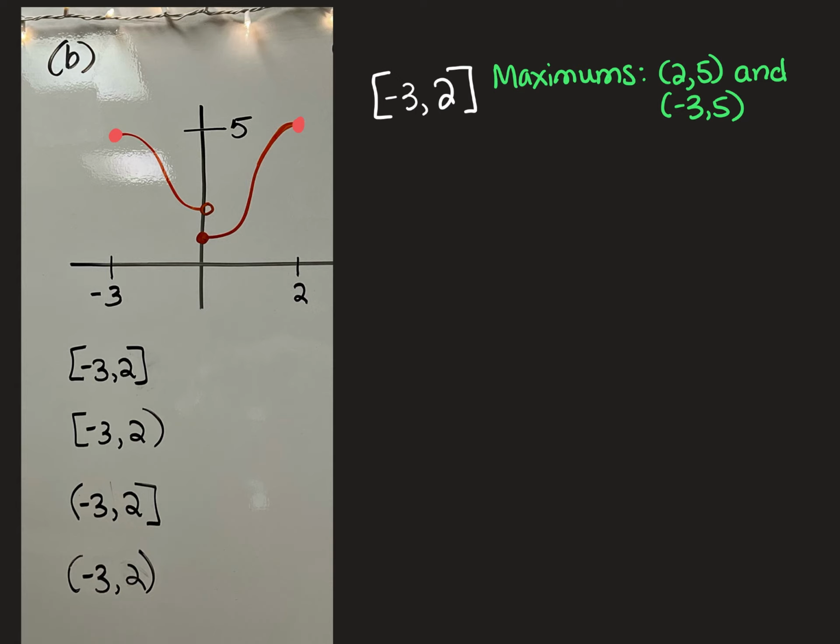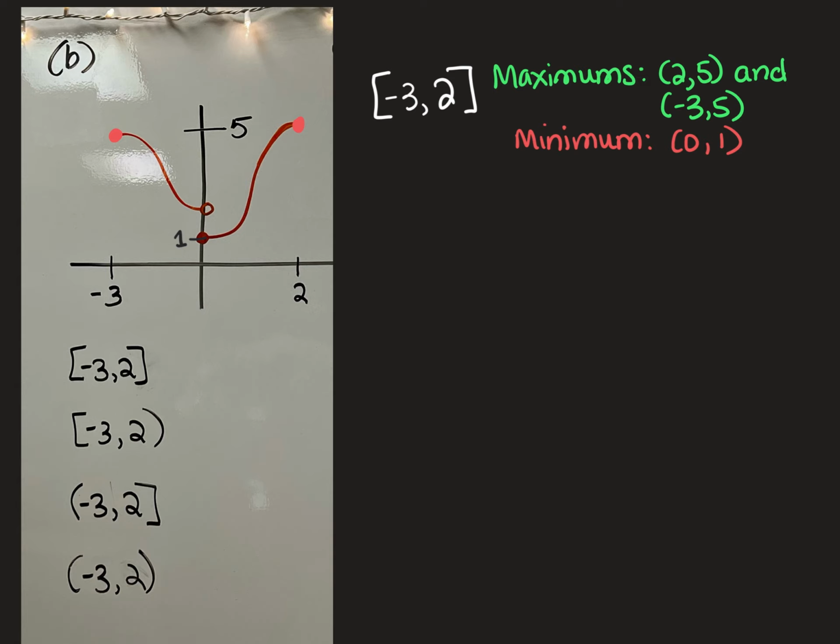Now, as far as a minimum goes, well, I look for the lowest output on my graph, and that's right here. I didn't give that a value, so let's just call this 1. Okay, so we'll say it's at (0, 1). So my minimum is at (0, 1). Okay, that's my lowest output.